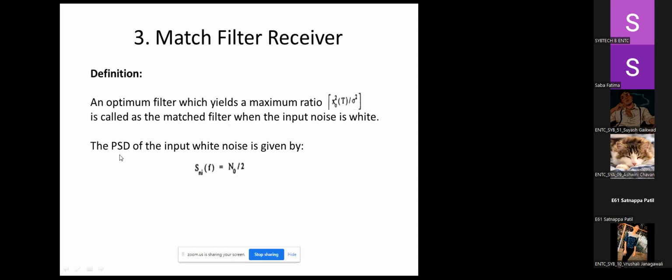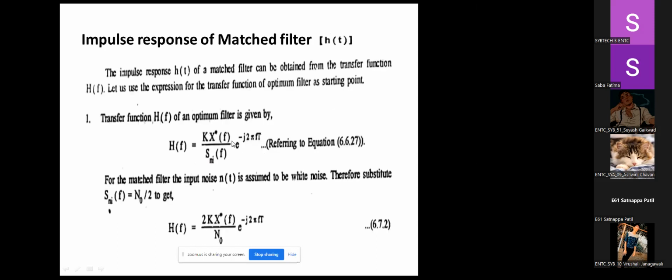And the power spectral density of the input white noise, S_Ni(f) in the frequency domain, is given as N0 by 2. Okay. So now here we have to check the impulse response of the matched filter and then say that the correlator filter we are using and the matched filter we are using have the same impulse response. Fine. So first we will calculate the impulse response of the matched filter.